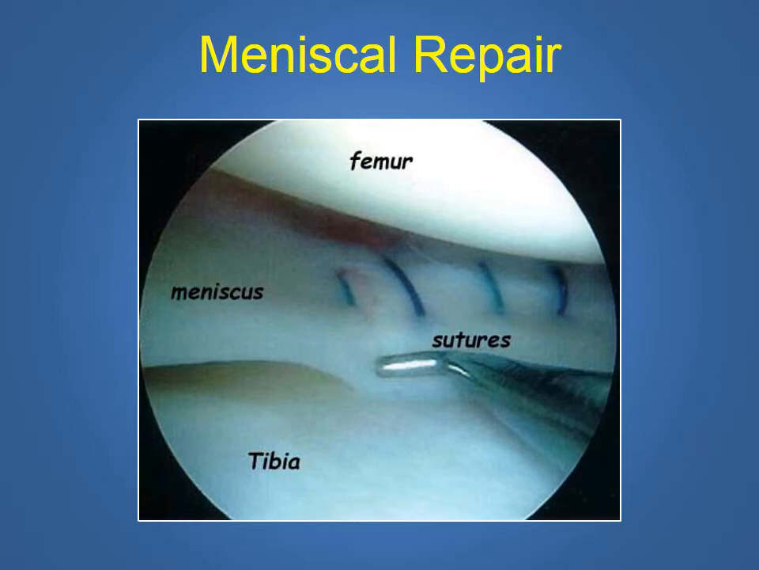This slide shows a photograph taken at the time of meniscus repair surgery with sutures in place. If a meniscus repair is performed, patients are typically placed on crutches for 4 to 6 weeks and given a knee brace to protect the repair during the healing process.